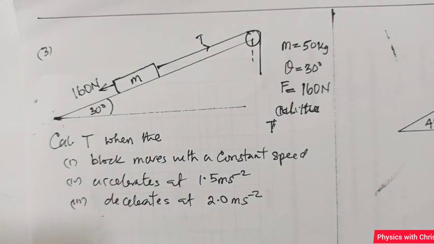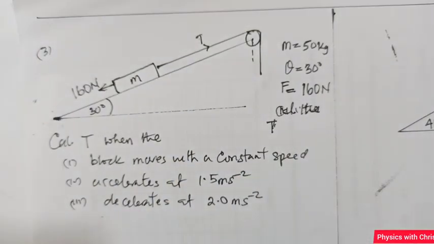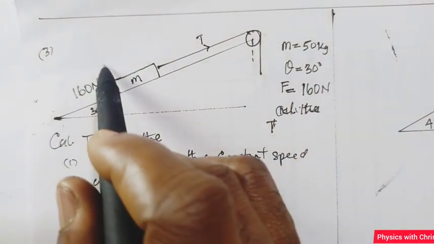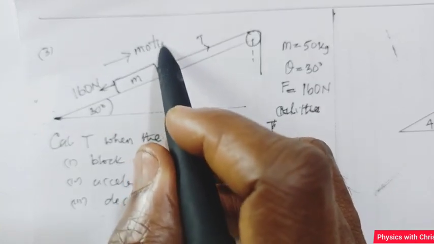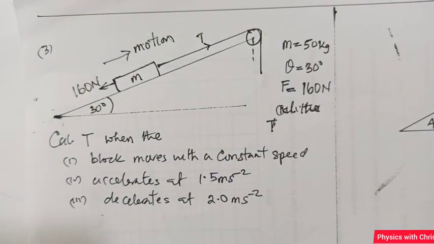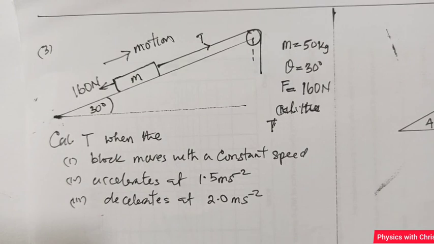Okay, let's say this block is already moving. We have to find the tension in the string, because by means of this string, the block is pulled up the plane. This is the direction of motion of the block of mass. So how do we calculate the tension in the string?